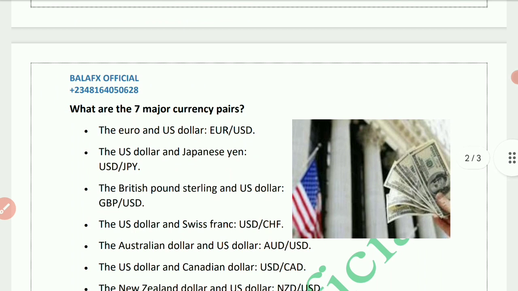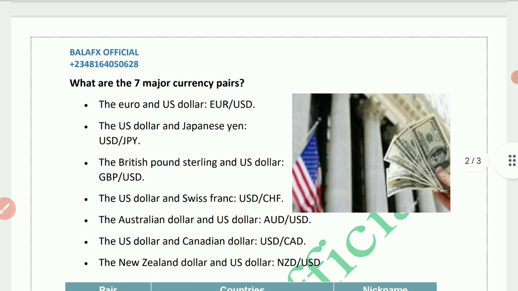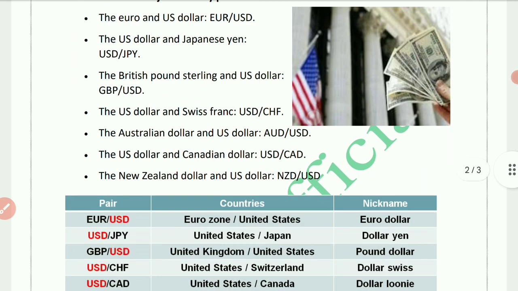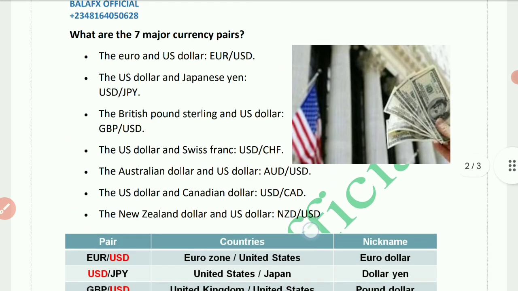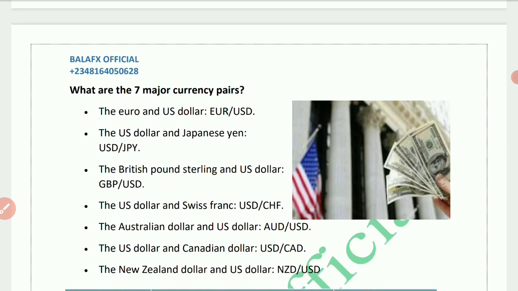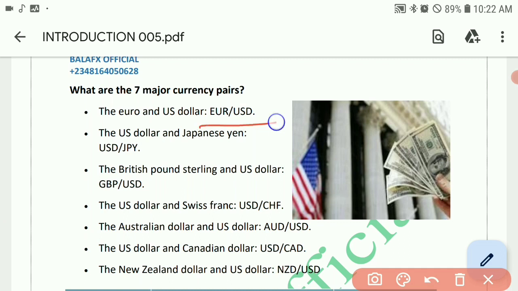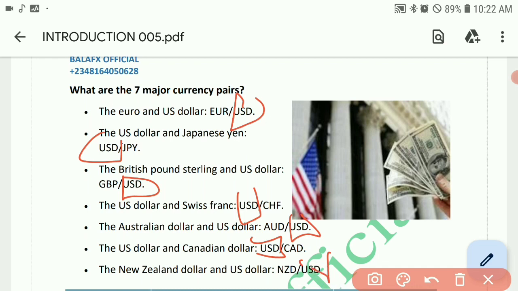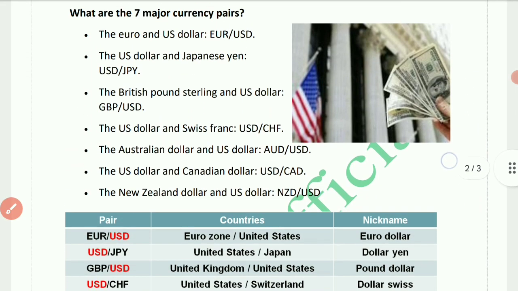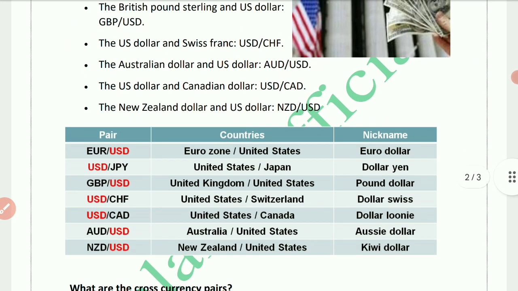So, number 3: what are the 7 major currency pairs? There's what we call major currencies. The major currency pairs are those that include the United States dollar. Any currency pair that has the United States dollar is a major pair that trades every day, 24/5, that is 24 hours, 5 days. You can see here there's USD, USD CHF, Swiss franc, USD. As you can see, all of them have USD.